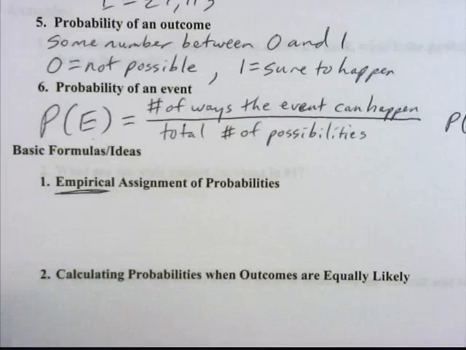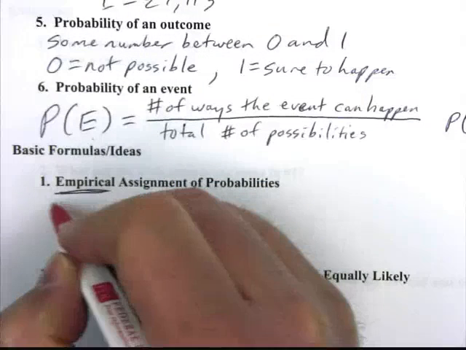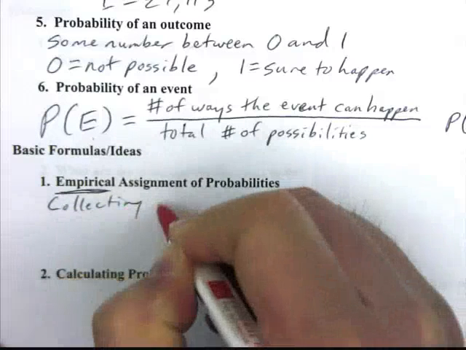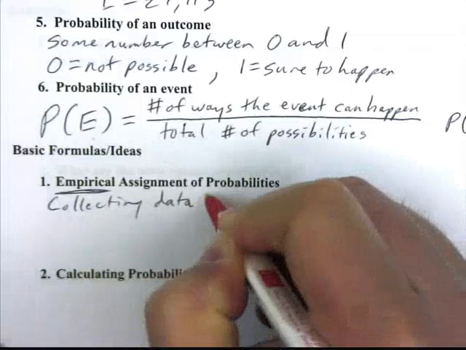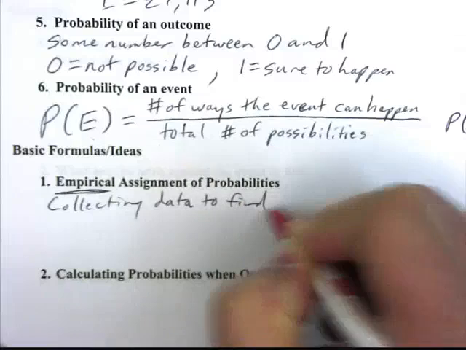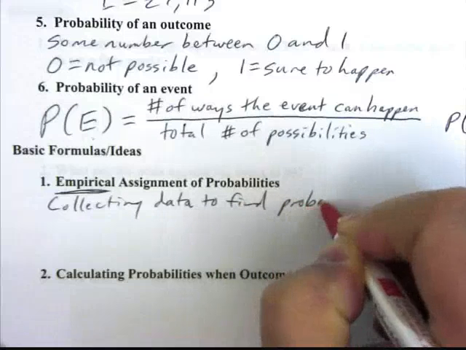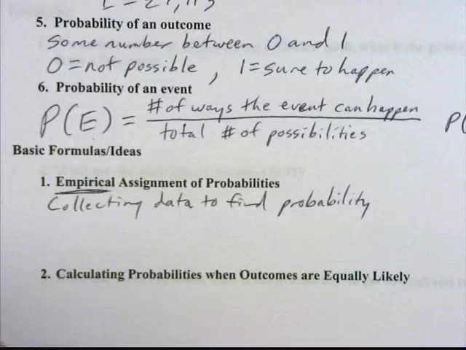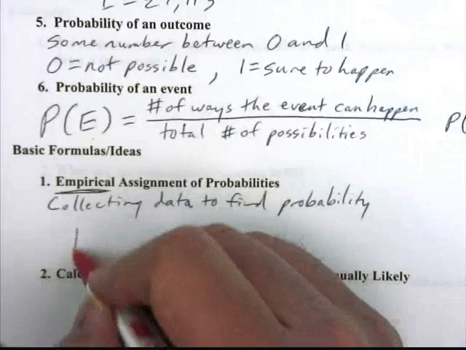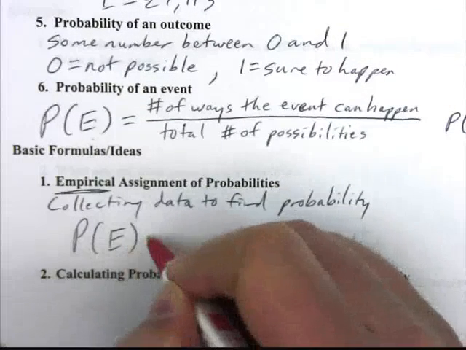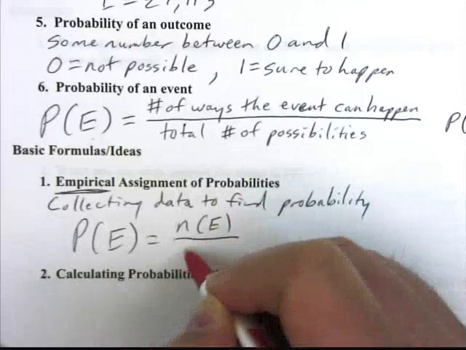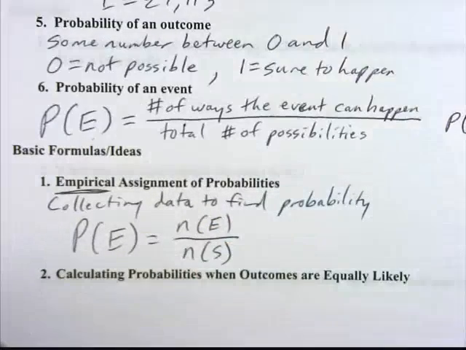So the empirical assignment is basically collecting data to find a probability. Okay, collecting data to find a probability. And what we're going to do is, again, the probability of that event is going to be the number of times that that event happens over the number of times that you do something.